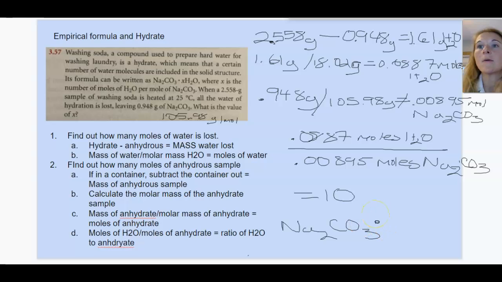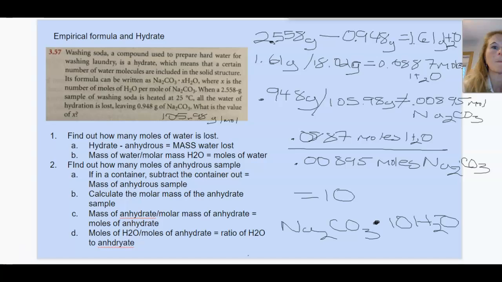Na2CO3 with our very large dot there, 10 H2O. So now we know how this is written, that for every 10 moles of water, actually it's better said, for every 1 mole of sodium carbonate, we're going to have 10 moles of water attached.